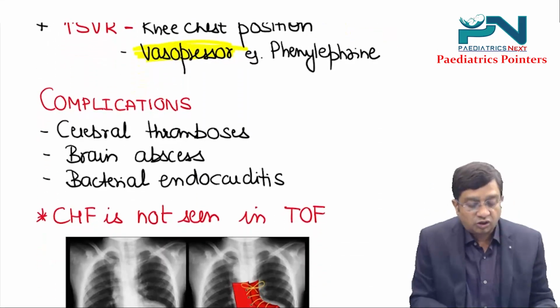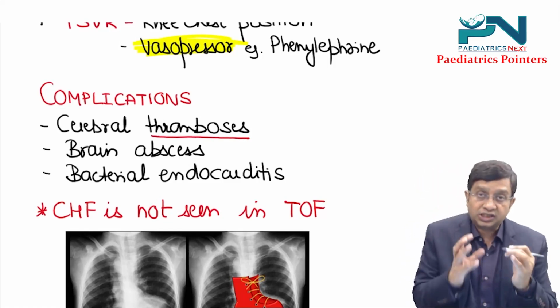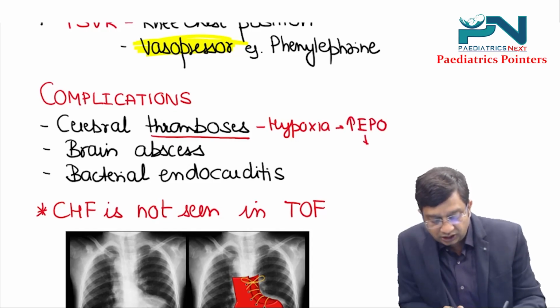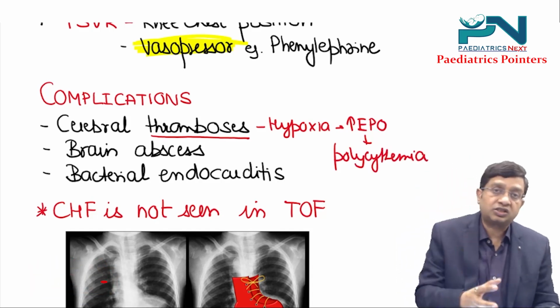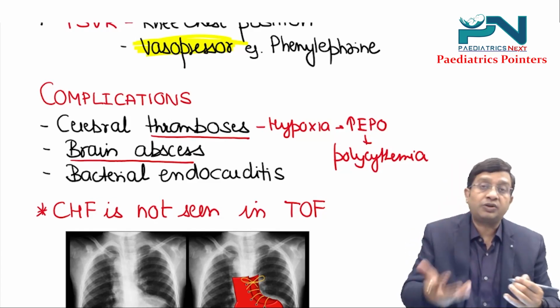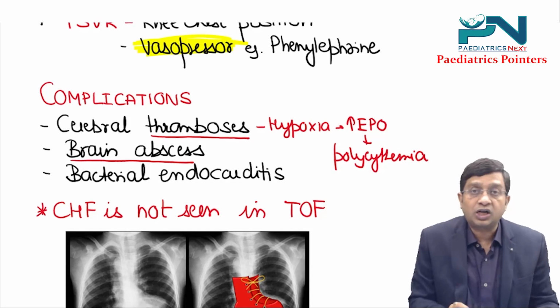Then which complications can we see? There is cerebral thrombosis. It is a cyanotic congenital heart disease, so this causes hypoxia. Hypoxia leads to increased erythropoietin, and erythropoietin causes polycythemia. Due to polycythemia, there is increased risk of thrombosis. Brain abscess can also be seen because thrombosis will ultimately lead to ischemic necrosis. There is bacterial endocarditis because the pulmonary valve is damaged here.